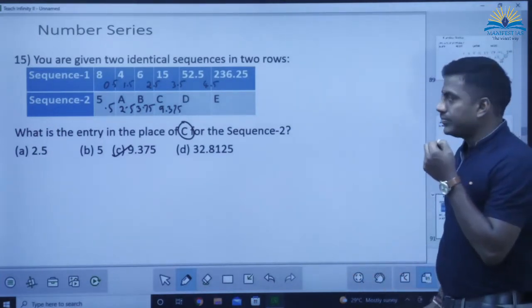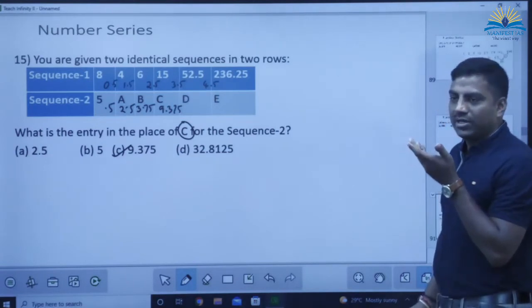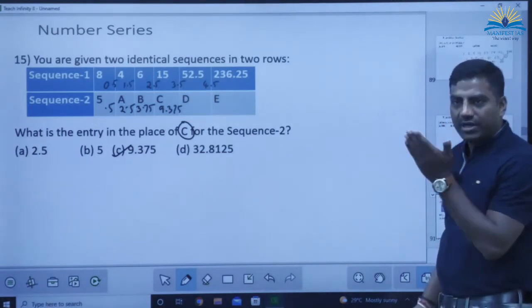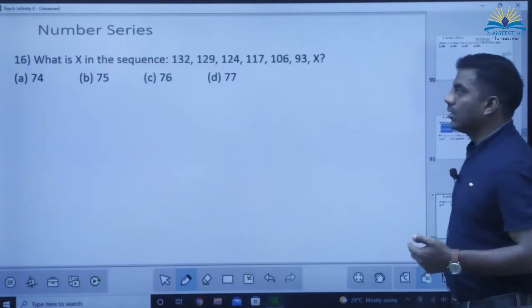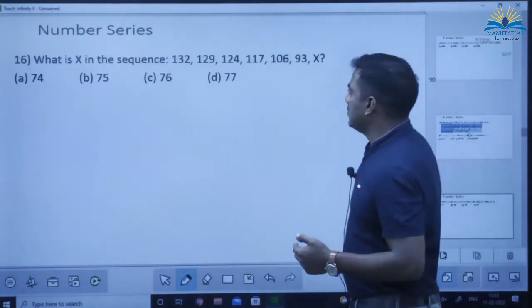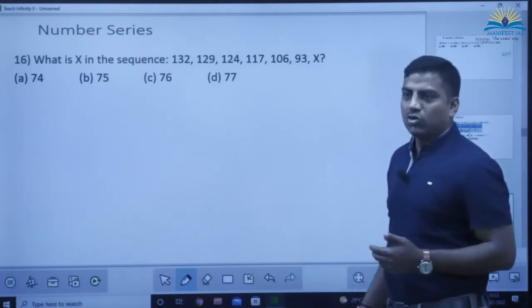Fine. Logic is what? Multiplying with 0.5, 1.5, 2.5. It goes on like that. What is X in the sequence? Quick. I don't want to spend time here.